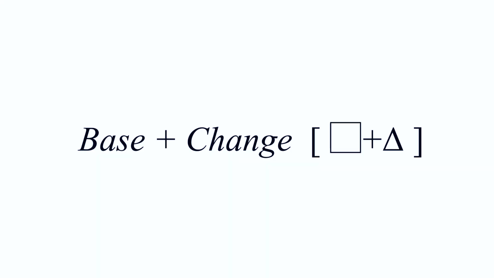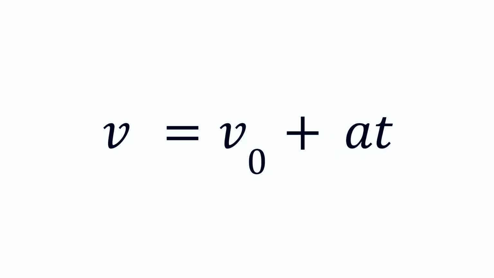But wait, sometimes one structure can have multiple meanings. Actually, often one structure can have multiple meanings. Here's a different example. This is base plus change. When it's seen in context, say with the velocity equation, it looks pretty much the same as parts of a whole. Both involve two items being added together, but their meanings are different. This equation doesn't just represent two things being added. It is better represented by base plus change: a base velocity plus a change, the acceleration times time.